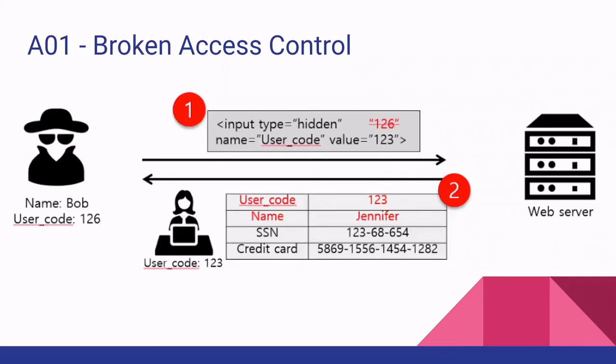So like I said earlier, if there is a particular web server and a web application, a bad actor has a code of 126 and another user has 123. If there is no check, and when a request comes through, instead of asking for 126, they ask for 123, this is just a simple example of insecure direct object reference.